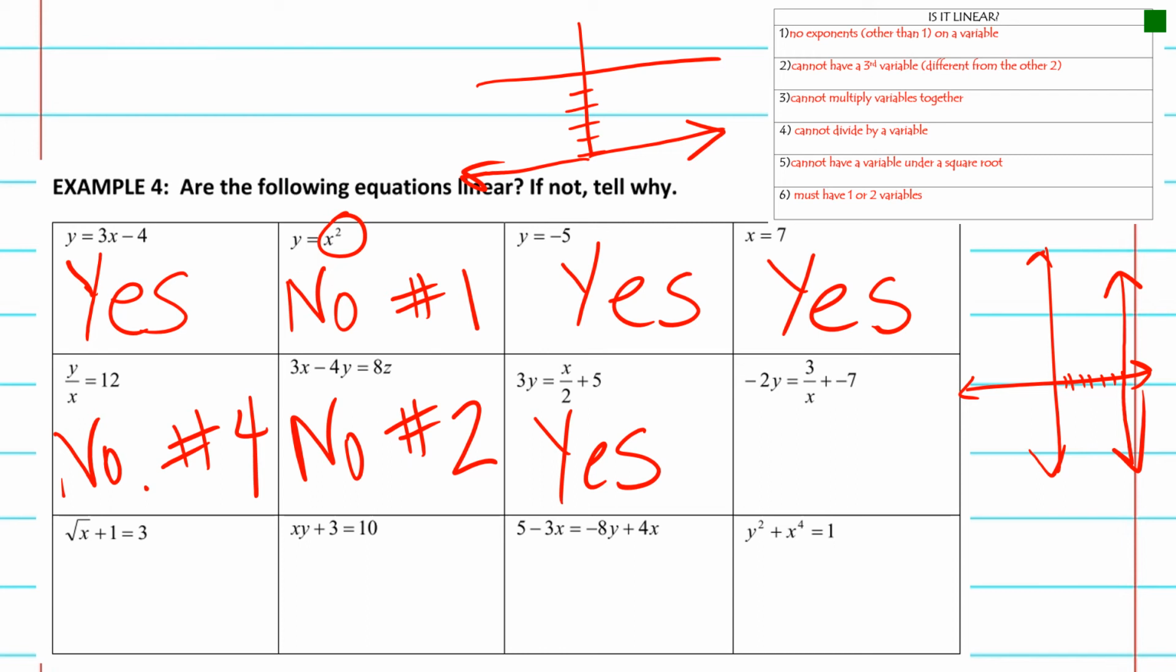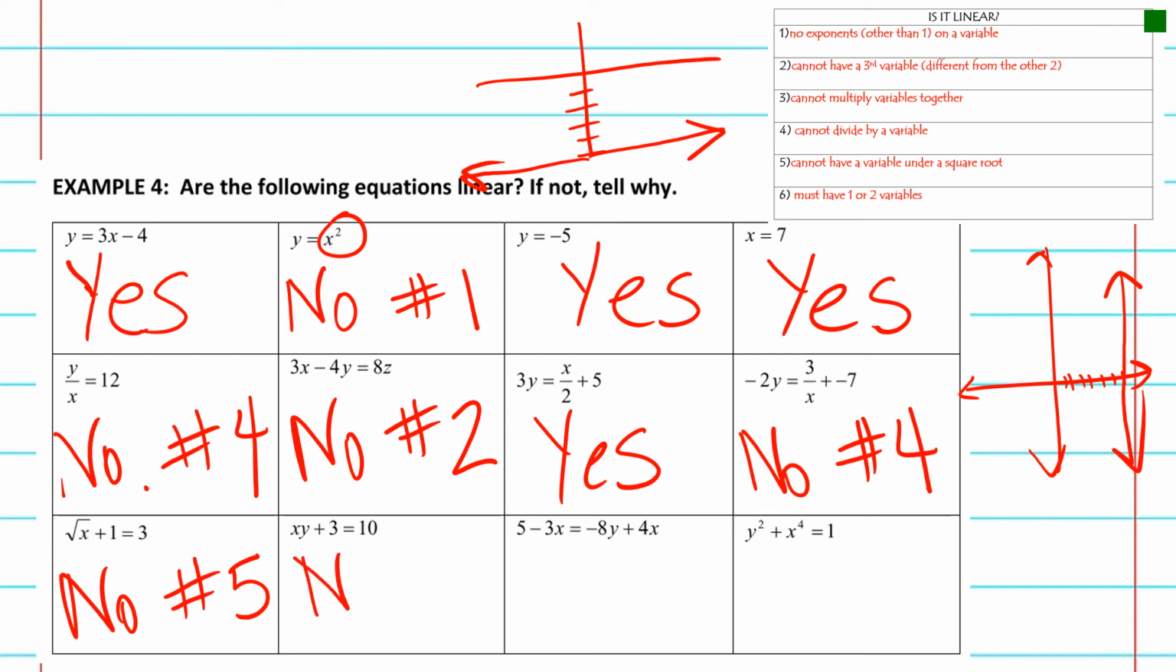Okay, moving on. Negative 2y equals 3 over x. Well, I just said 3 over x, and the rule says you can't divide by a variable. So this one, no, it breaks rule number 4 because I can't divide by that variable. All right, next one, square root of x plus 1 equals 3. Well, I just said it. Rule number 5, you can't have a variable under a square root. So this is no, it breaks rule number 5. What about the next one, xy plus 3 equals 10? Well, look at your rules. It's not a line, it breaks rule number 3.